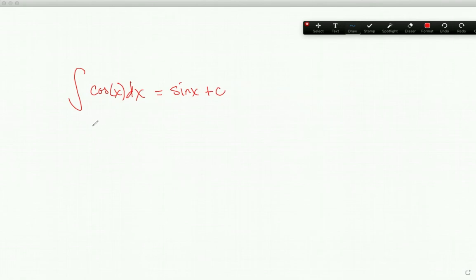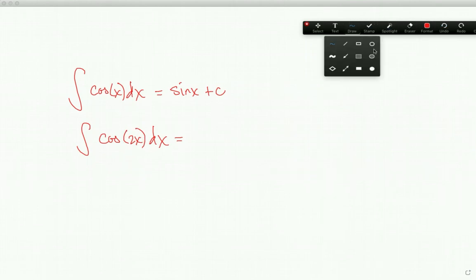Now suppose that I had instead cosine 2x dx. Well, now it's not simply sine x, because that 2x right there is a little bit bothersome. So this is what you do. And so this is the very basic of U substitution.